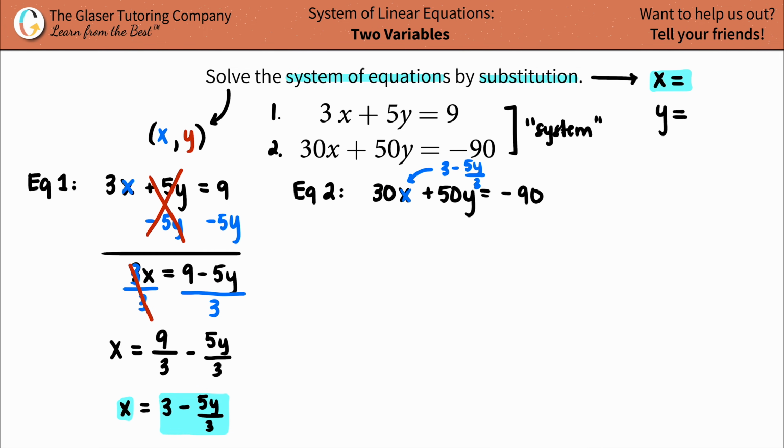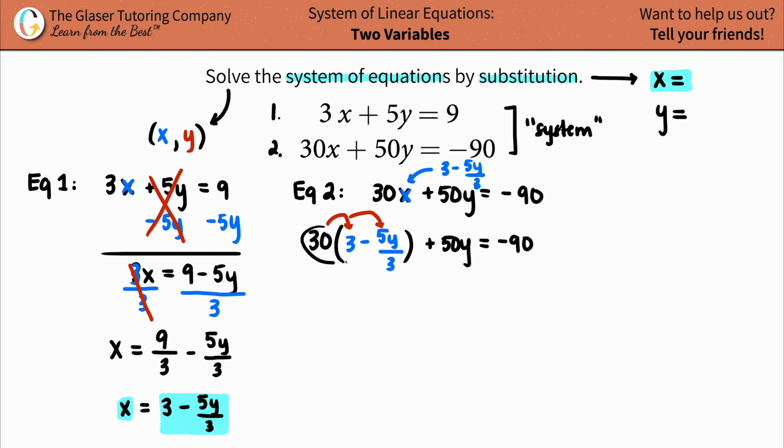So we have 30 times the whole thing. The whole thing that represented x was (3 minus 5y) over 3, right? And now keep on going. So this will be plus 50y equals negative 90. And now we just do our PEMDAS. We can distribute, it seems.